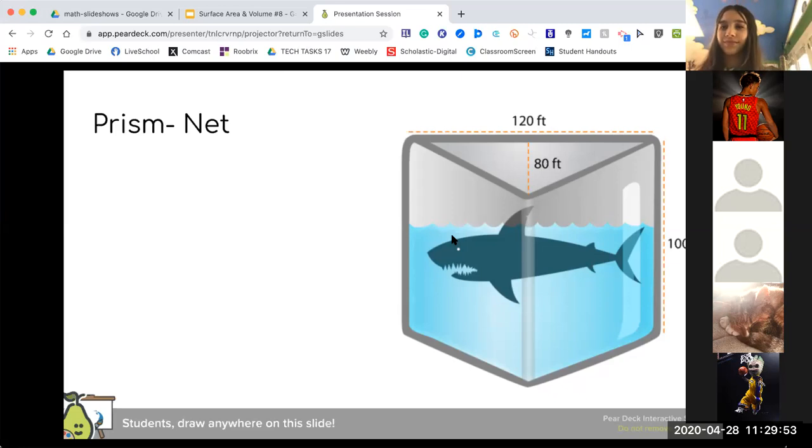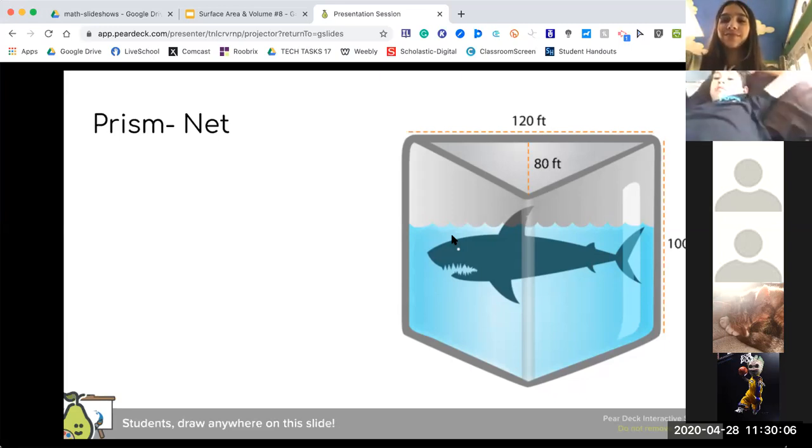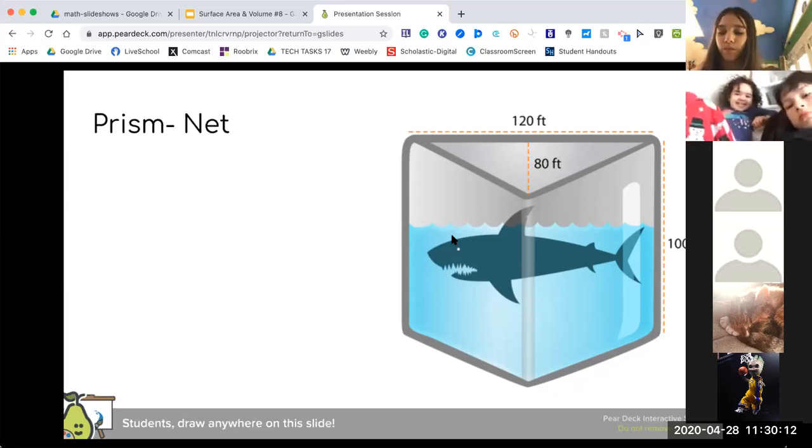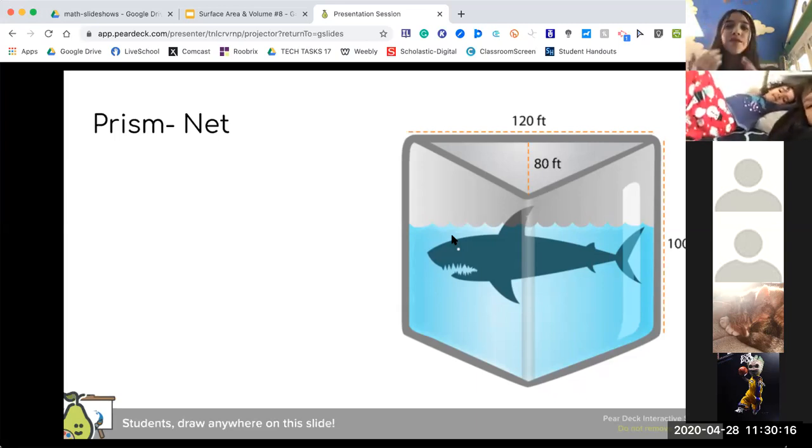So reminder, it's a triangular prism, so it would have a total of 5 faces, a top and a bottom, and 3 lateral faces or rectangular walls. Your net should have 2 triangles and 3 rectangles in it.